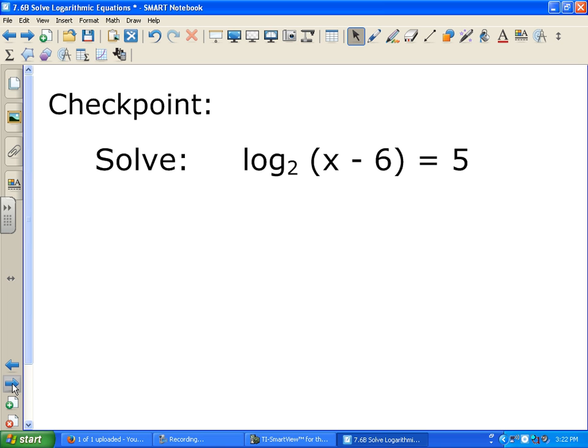Your guys' checkpoint, pause the video, make sure you can solve it. After that, and I'll tell you, you don't need a calculator for this, so try to solve it by hand. Log base 2 of x minus 6 equals 5. Unpause it when you're ready to move forward. Okay.